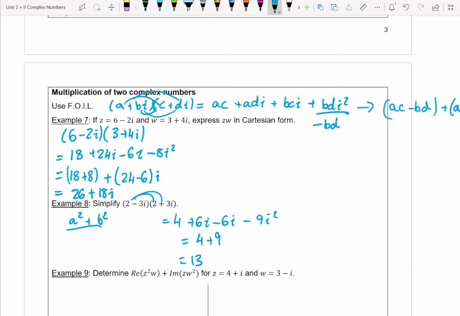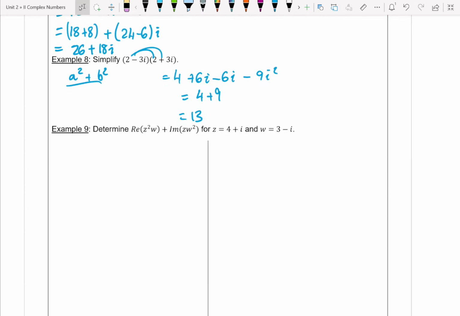So it's not the difference of perfect squares, it's the addition of perfect squares, because of that property that when i gets squared, it becomes negative 1. So interesting property of a new form of a plus bi, a minus bi.